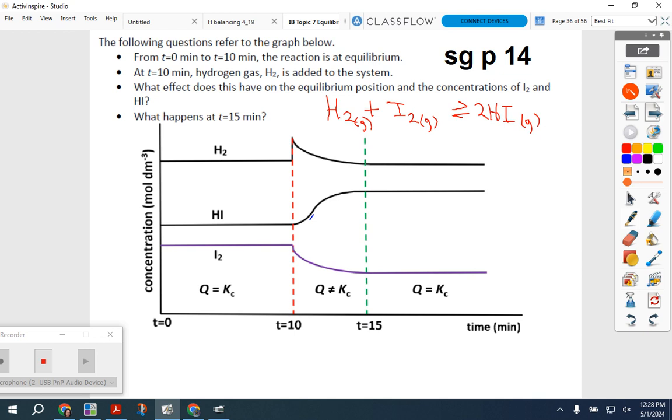So in an instant, we've suddenly given ourselves more H2. Well, the system is going to react by using up that H2, or some of that H2 that we just dumped in, right? So what we're going to see is the equilibrium shifting to the right and decreasing the concentration of H2. Also, because of that, decreasing the concentration of I2, the other reactant, and increasing the concentration of the product. Okay.